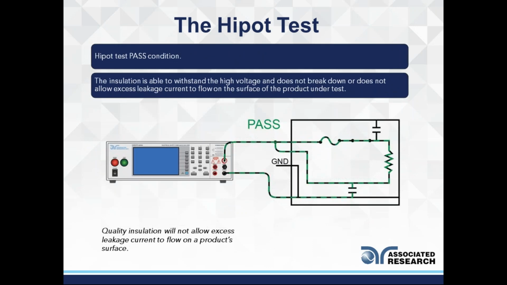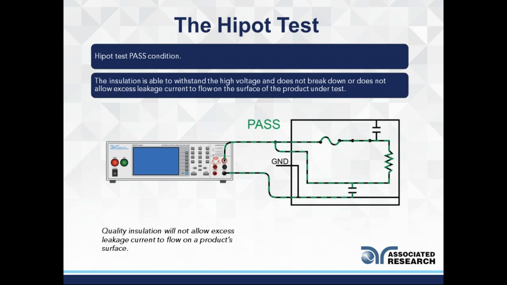So here's a condition showing a Hipot test that has passed, meaning that a high potential was applied between the current carrying conductors and the non-current carrying conductors, and the insulation of the product was good enough to not allow high amounts of leakage current flowing on the chassis of the product. And the end result of the Hipot test is a pass condition. So in this case, the insulation is able to withstand the high voltage and does not break down, or does not allow excess leakage current to flow on the surface of the product under test.